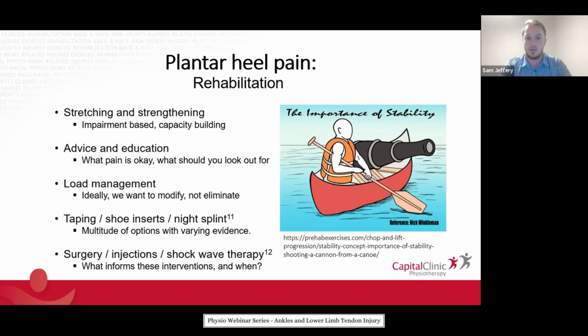And then there's shockwave therapy, which again has varying levels of evidence, but anecdotally, some people say, you know, amazing, it helped my pain so much, and others say I didn't get much effect. So again, it's just a bit of trial and error sometimes with these.